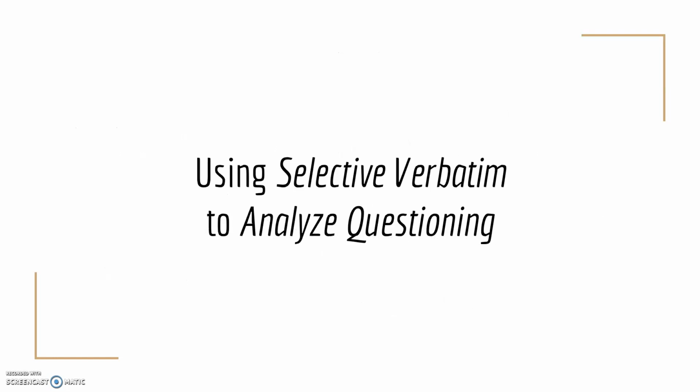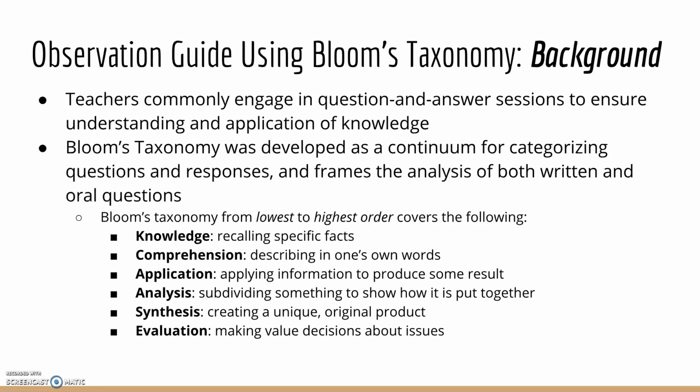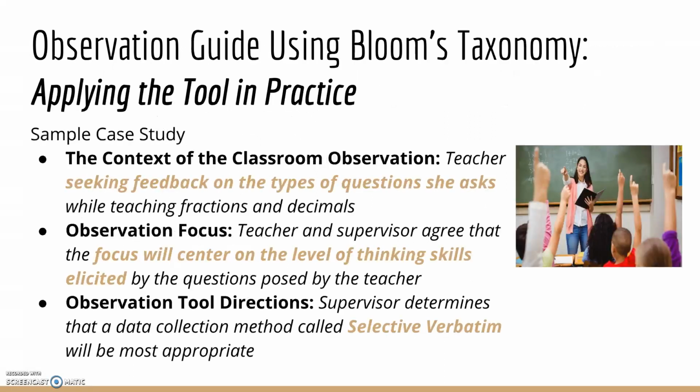Using selective verbatim to analyze questioning. So the first tool we're going to look at is an observation guide using Bloom's taxonomy. Bloom's taxonomy is a continuum for categorizing questions and responses from the lowest to highest order. The lowest order being knowledge, where one recalls specific facts, and the highest order is evaluation, where one makes value decisions about issues. Teachers commonly engage in question and answer sessions. Therefore, it is very important to analyze both written and oral questions posed by teachers.